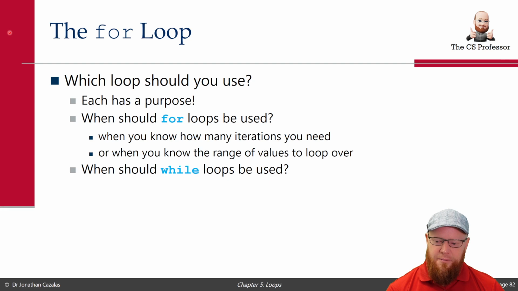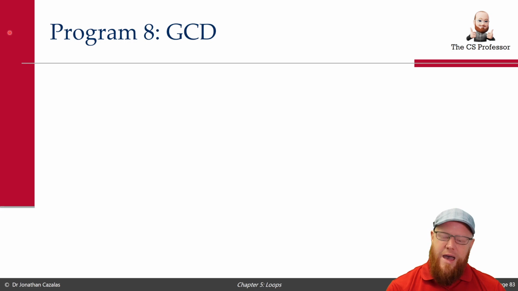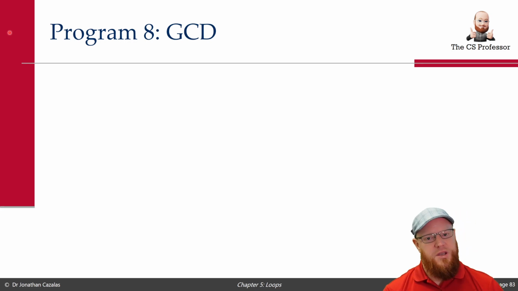Now, at the same time, a while loop should be used when you need to loop an open-ended, indefinite number of times, maybe based off of a user confirmation. Do you want another question? Yes, let's loop again. Do you want another question? Yes, loop again, right? In this case, you don't know how many times, so you cannot really use a for loop in an effective manner. For that type of problem, a while loop is perfect.